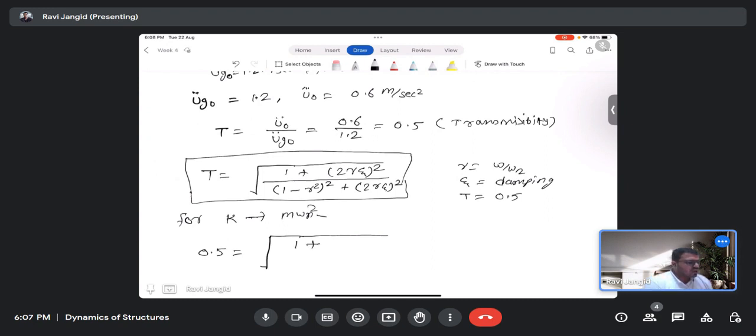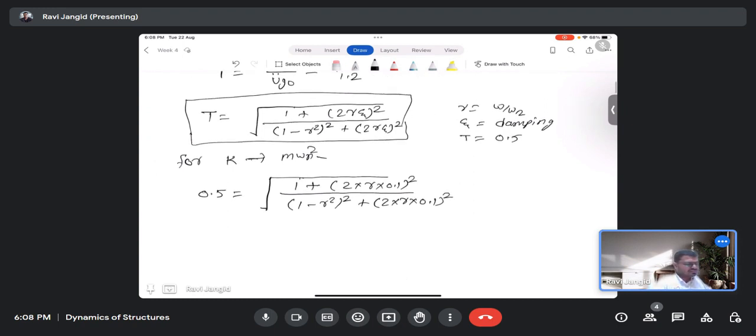1 plus, how much damping? Damping is given to you as a 0.1 damping ratio. So 1 plus (2 into r into 0.1) square over (1 minus r square) whole square plus (2 into r into 0.1) square. So please simplify this equation. Can you simplify? Anyone? You can simplify this directly. Do the square on both sides.